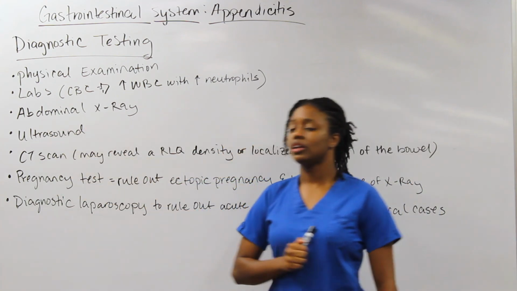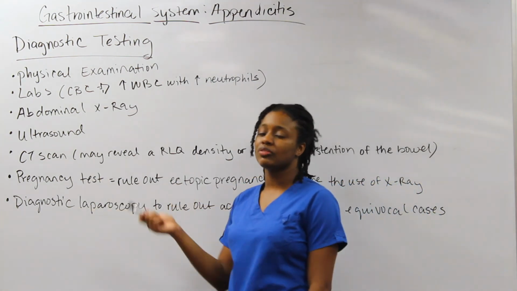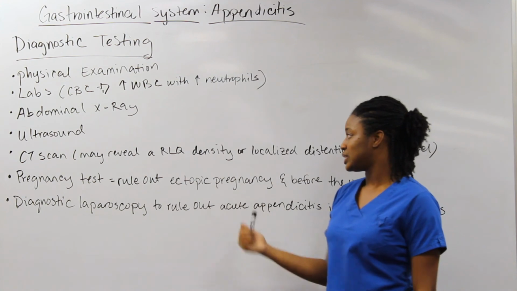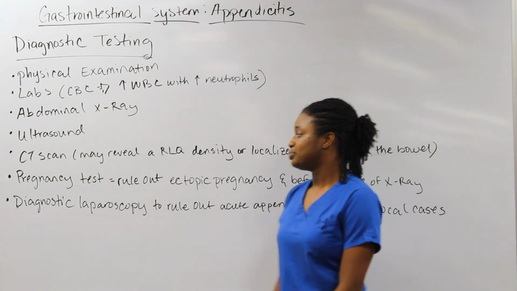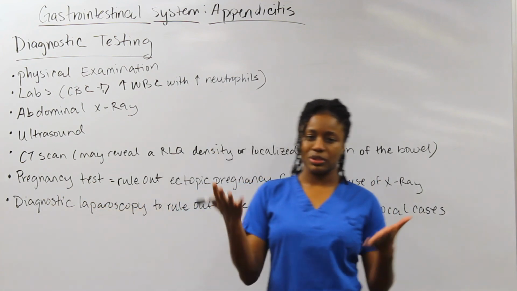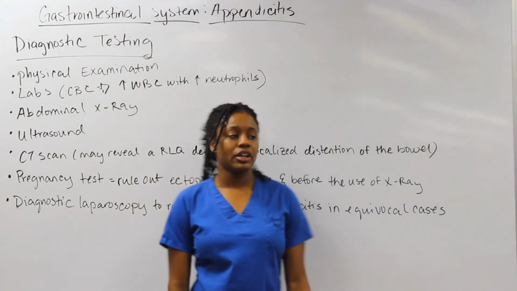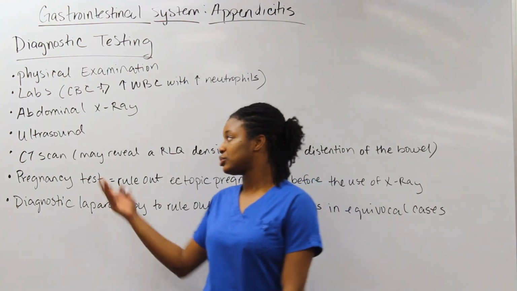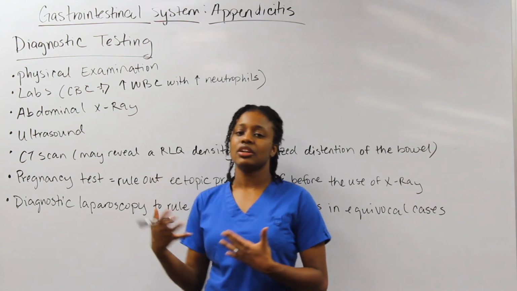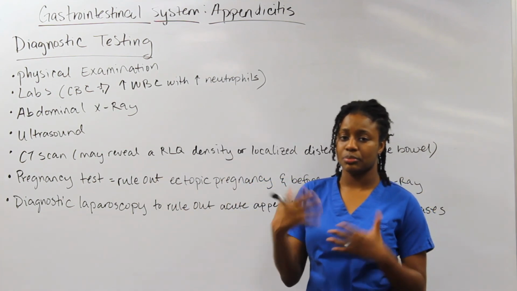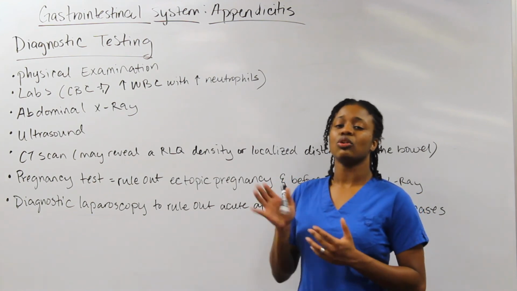You have abdominal X-ray that you can do, an ultrasound. You can also do a CT scan, and the CT scan may reveal a left lower quad density or a localized distension of the bowels, all right? So then you have a pregnancy test. Of course, women will be the only ones to do this, all right, to rule out an ectopic pregnancy or before they have to do the X-ray. So anytime you have to do an X-ray, women who are of childbearing age are asked to do a urine pregnancy test, right, to see if she's pregnant, because again, you don't want to put the baby at risk going into the X-ray machine.